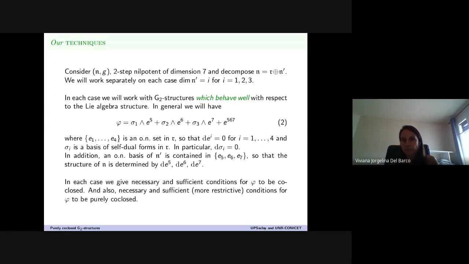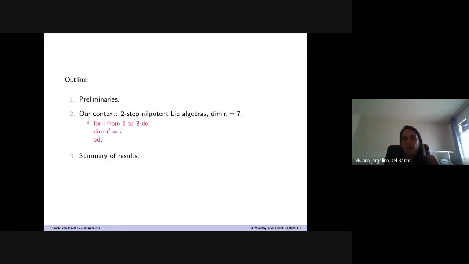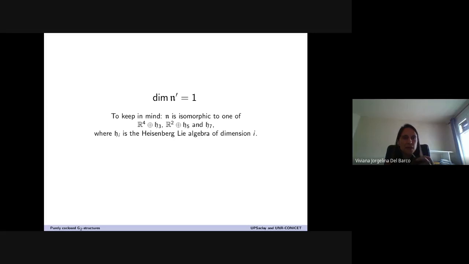Okay. But yeah, it was the non-obvious part, but this is to more or less say the general picture. Great. Okay, so now we start in the 4. We have to make the 3 cases, and I don't think I'm going to do them all. So, okay, as I said, dimension of n prime equal to 1. I said these Lie algebras are classified for 2-step nilpotent. This is a finite family, a finite number of Lie algebras. And to have in mind, these are the Lie algebras having n prime of dimension 1. R4 plus H3, R2 plus H5, and H7. These are the Heisenberg Lie algebras.